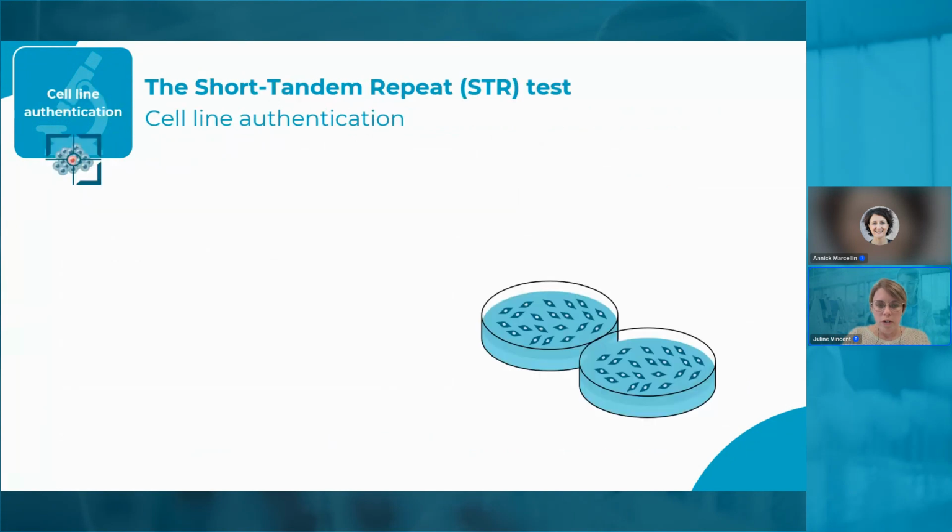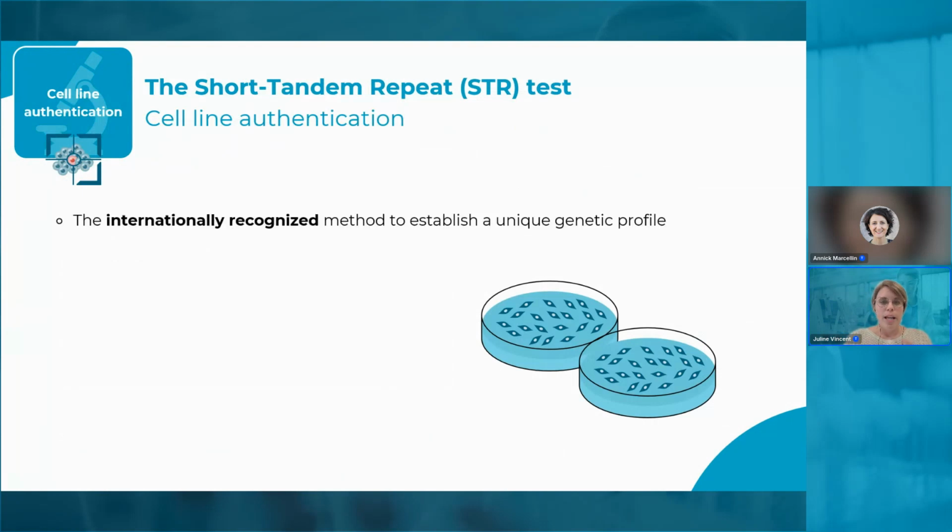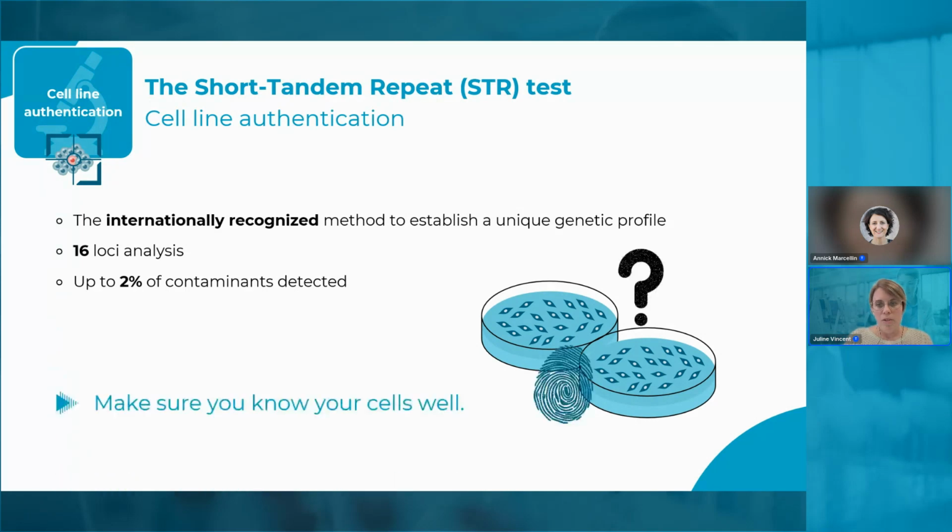Once you are pretty sure of the genetic stability of your cells, you need to be sure of their identity. By using the well-known and recognized STR, short tandem repeat test, a unique genetic profile of your cells can be established. This profile can be compared at the beginning and at the end of the workflow to assess the identity and the absence of contaminants. 16 loci are analyzed, and up to 2% of contaminants can be detected to guarantee the identity of your cells.